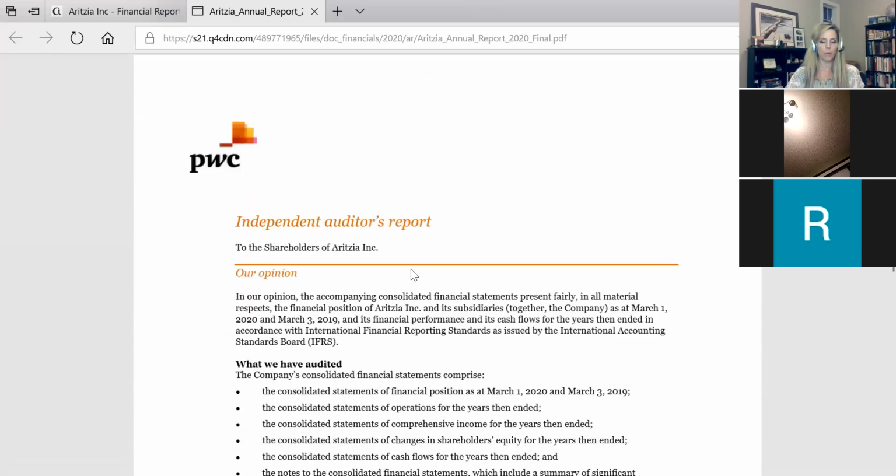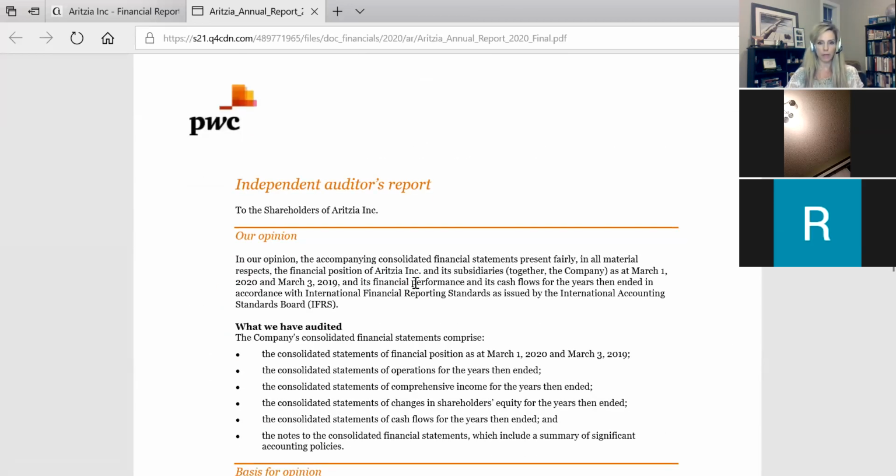So one thing you'll notice on the financial statements is the auditor's report. This is mandatory by the regulatory bodies for publicly traded companies. They must have audited financial statements independent from the organization. The reason for this is because I don't have access to management. I don't have access to the company records.